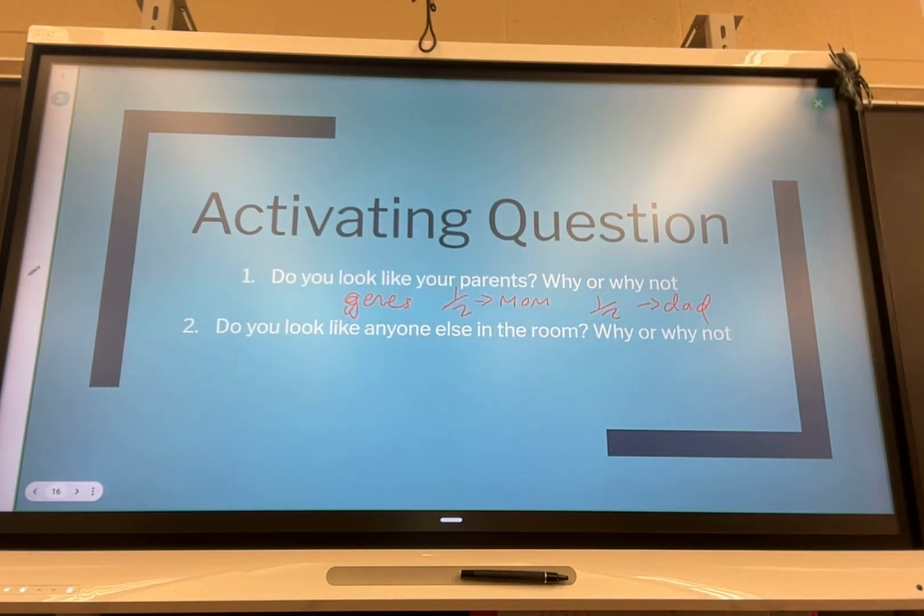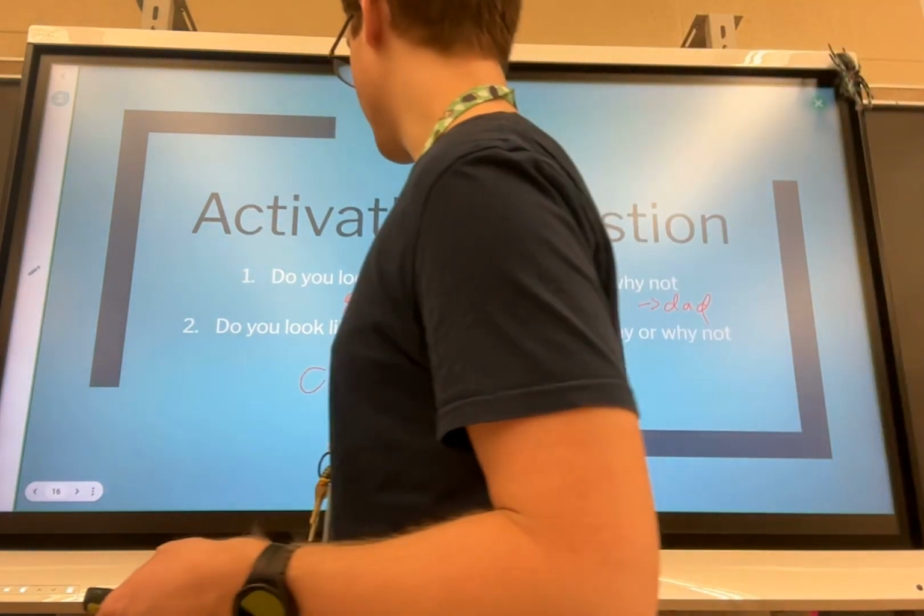Now, how many of you think that you look like someone else in the room? I don't think I look like Owen. Me and Owen are actually twins. Separated at birth. Okay, how many of you think you don't look like anyone else in the room? Okay. So, Emery, why do you think you look different from everyone else in the room? Okay, so you have different.